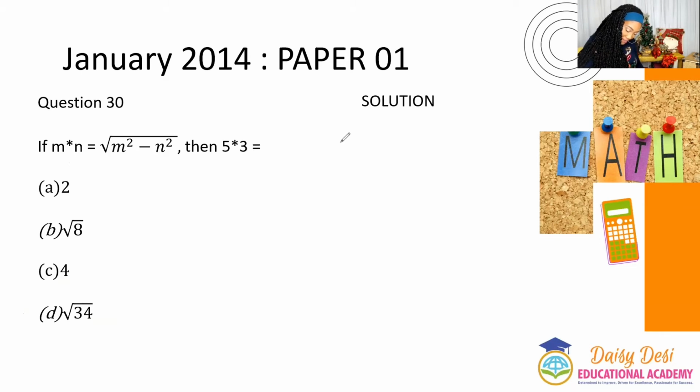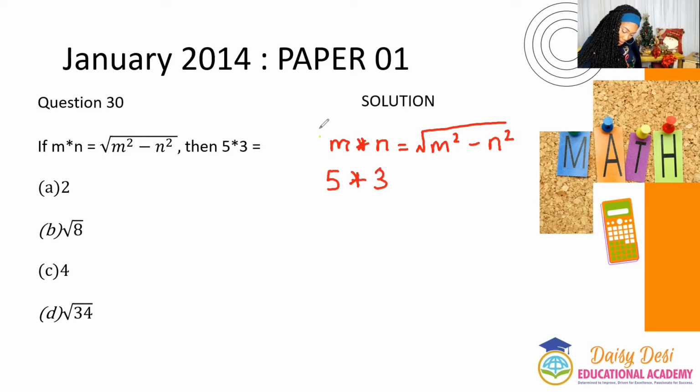Okay, so we have M, ugly M again. So we have M star N is equal to the square root of M squared take away N squared. We have to work out 5 star 3. So in other words, wherever you see M, you're putting 5. Wherever you see N, you're putting 3. The square root of, and so wherever you see M, you put 5. Wherever you see N, you put 3.